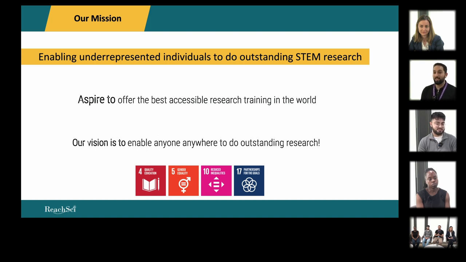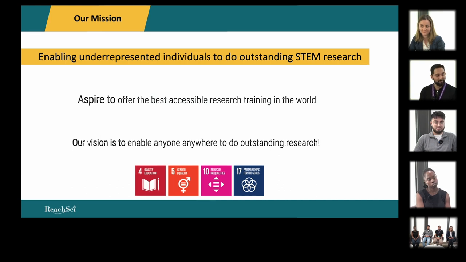And again, what we do is basically aim to enable underrepresented individuals to do outstanding research. We focus on anybody from any underrepresented background in research to improve their research skills. And how do we do this? We aspire to offer the best accessible research training in the world by combining expertise from top research institutions, and also expertise from locals, because sometimes you think, I bring this from the West to, for example, somewhere in the global South, and it doesn't necessarily work. You have to understand their solutions, combine your solutions with them, and then come up with something innovative.